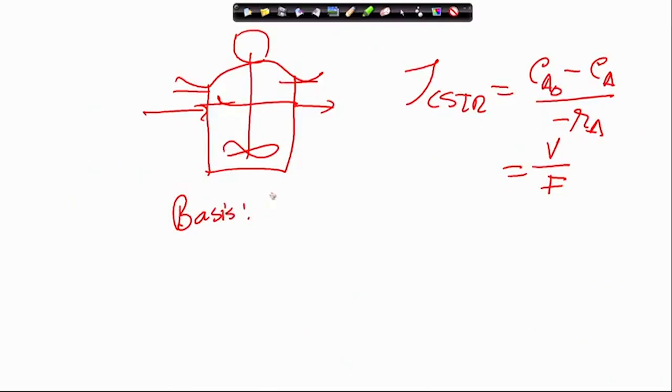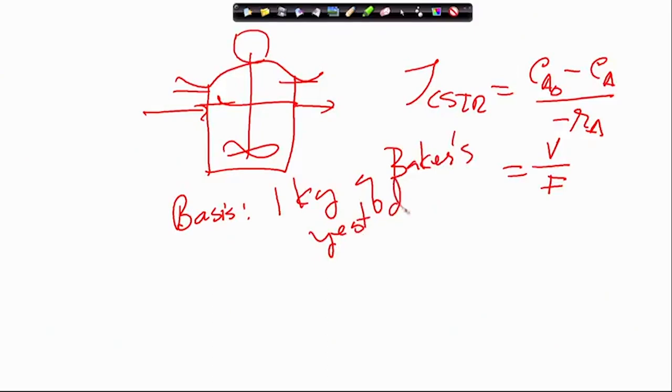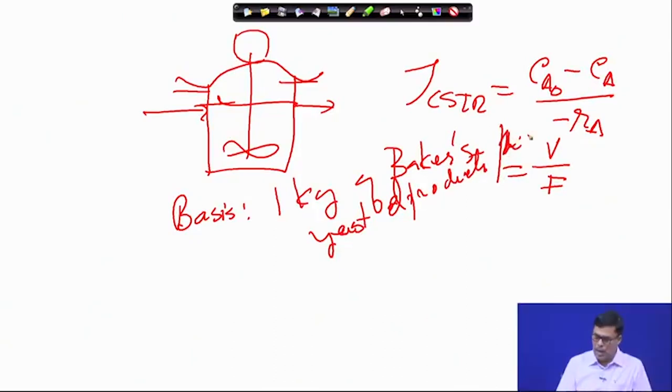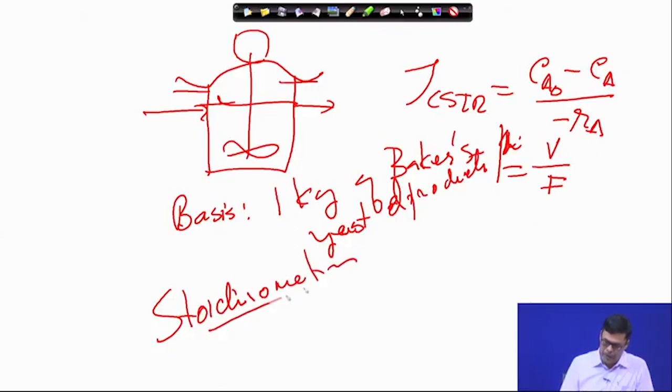Now, suppose one industry produces, let us assume a basis. What is the basis? Let us say 1 kg of baker's yeast production per day, or per hour, whatever you have. Now, if we assume that, then first we shall have to find out the stoichiometry. What is stoichiometry? How much substrate gives how much product.